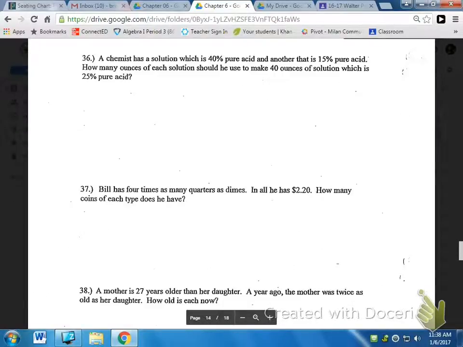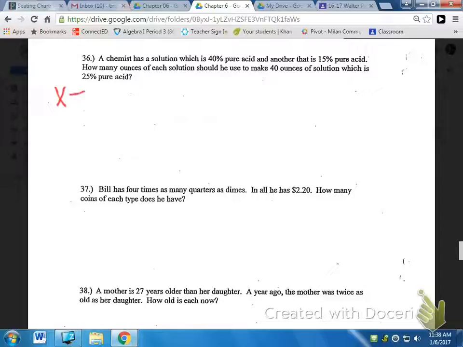A chemist has a solution which is 40% pure acid and another that is 15% pure acid. How many ounces of each solution should he use to make 40 ounces of solution which is 25% pure acid? We did this with the mixture problems and did a table back in chapter 2. I want to show you this so that you don't have to use a table unless you want to. So here's what you would do.